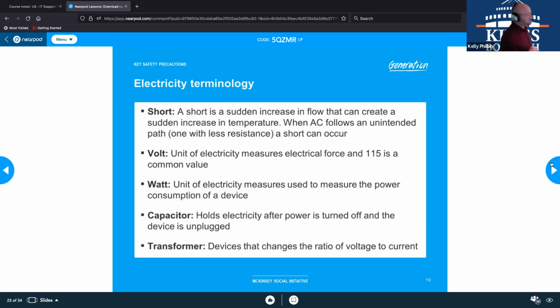AC, or alternating current, when this flows on an unintended path, this is what can create a short. A volt is a single unit of electricity, and it is a measurement of force. 115 is a common value in the US. 220 to 230 is typically what you would see in other countries.